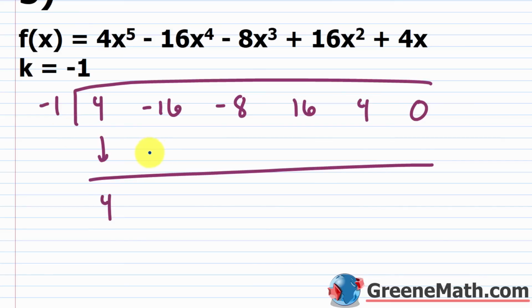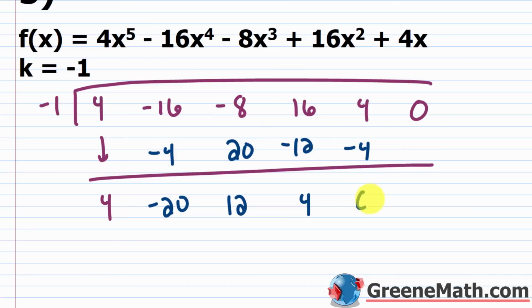So -1 times 4 is -4. -16 plus -4 is -20. -1 times -20 is 20. -8 plus 20 is going to be 12. -1 times 12 is -12. 16 plus -12 is 4. -1 times 4 is -4. 4 plus -4 is 0. And then -1 times 0 is 0. 0 plus 0 is 0.